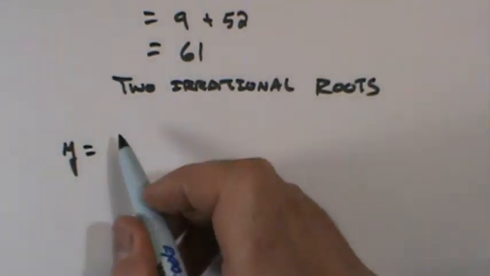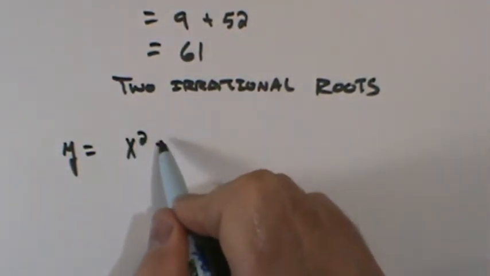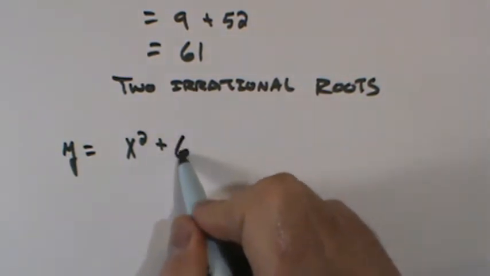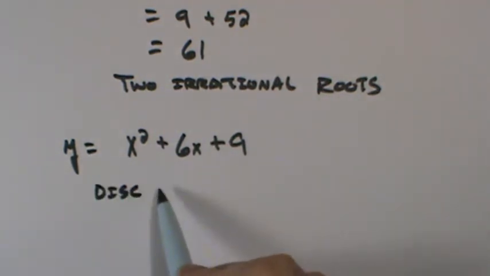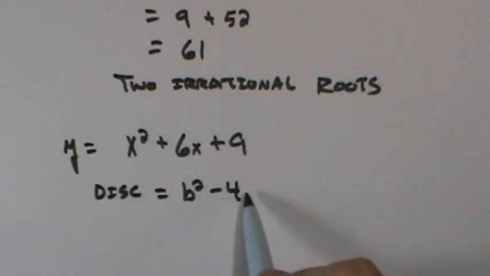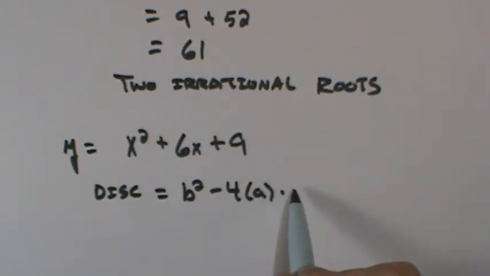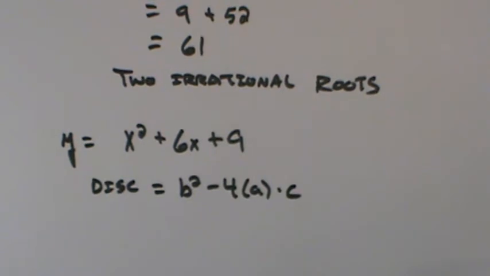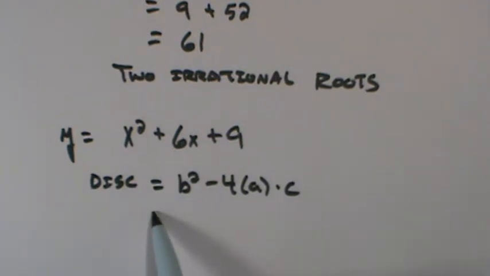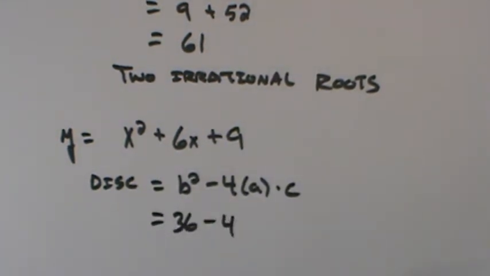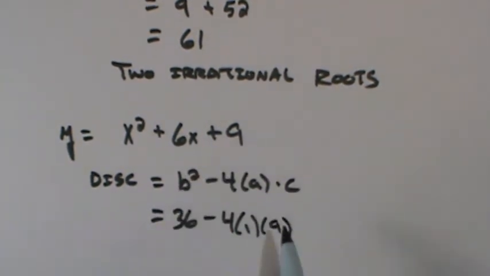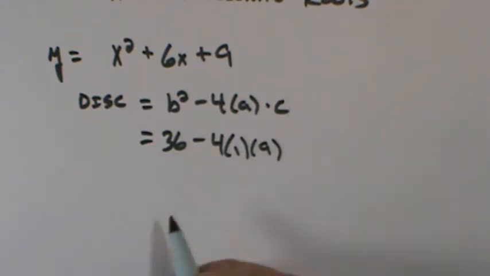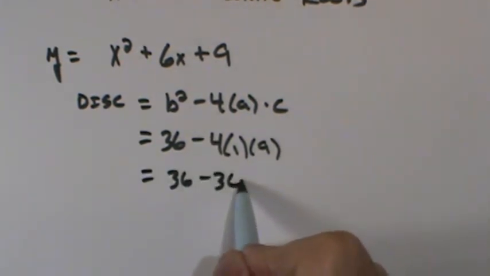Let's say I have y equals x squared plus 6x plus 9. If I do my discriminant, which is nothing more than b squared minus 4 times a times c. So I wrote it a little bit differently that time. I put parentheses in there. My b value is 6, so 6 squared is 36 minus 4 times a, which is 1, times c, which is 9. 4 times 9 is 36, so I get 36 minus 36, which is 0.